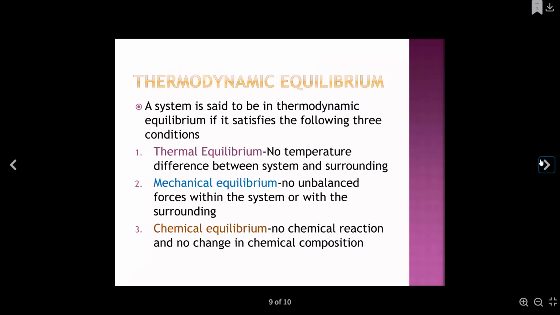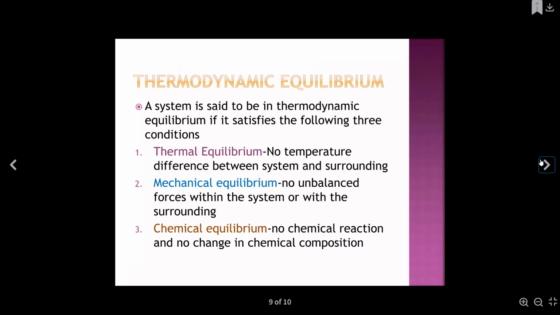Then the next thing is thermodynamic equilibrium. A system is said to be in thermodynamic equilibrium if it satisfies the following three conditions. Thermal equilibrium: there is no temperature difference between the system and the surroundings.